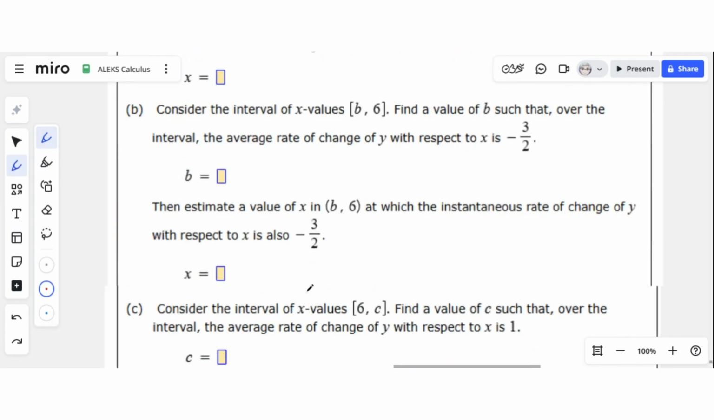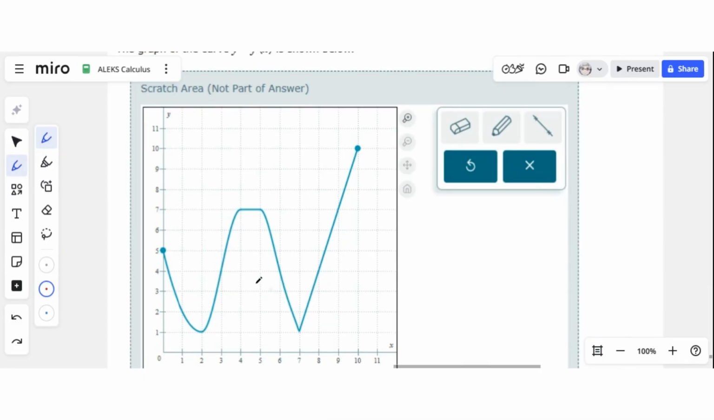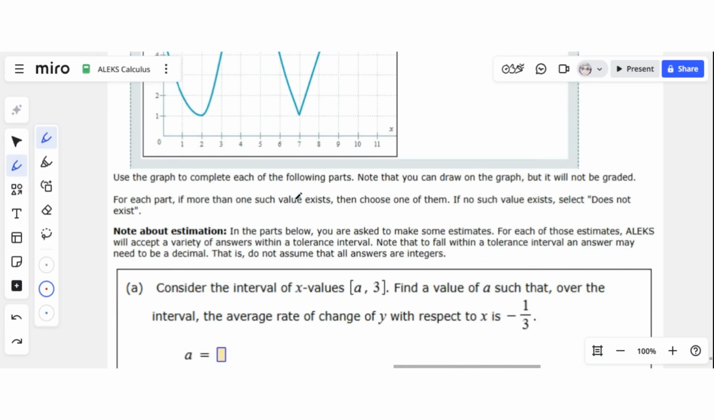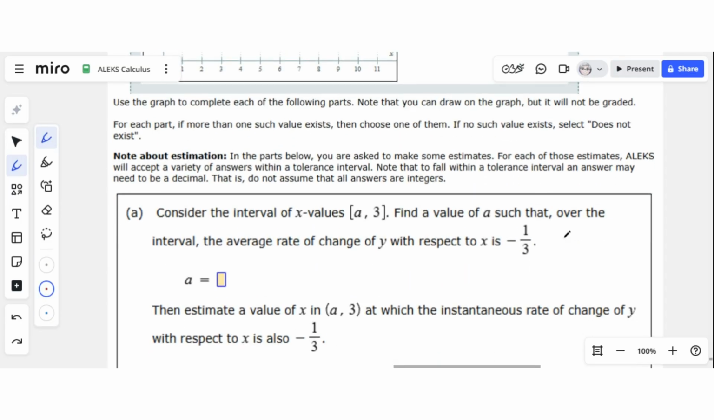It's a fairly lengthy one with a lot to write down. We'll take this a piece at a time. And ALEKS gives you this to play around with. You can mark this up and erase things and draw lines and all kinds of stuff on it. We'll do some of that. They do give you a note here about estimation. It says you're asked to make some estimates, and ALEKS will accept a variety of answers within a tolerance level, but to get within that tolerance interval, you might have to type in a decimal. So don't be thinking you have to just type in integers.